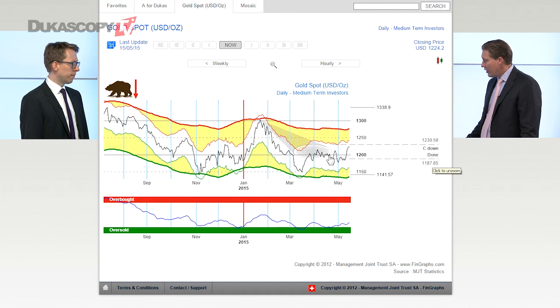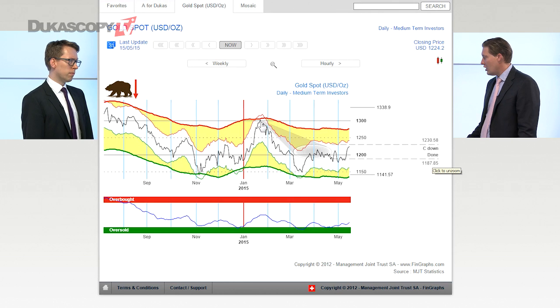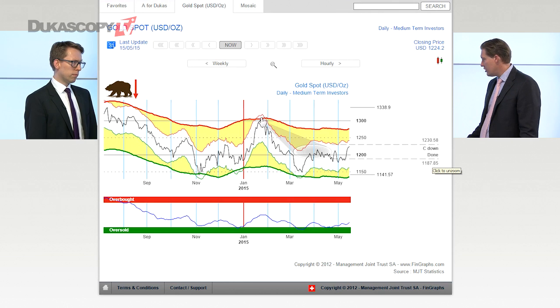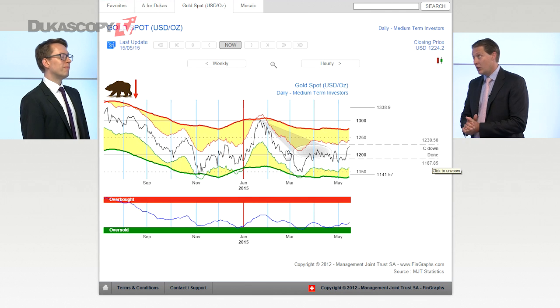Now, the 1225 was an important level because it is actually the 50% retracement of the retest down we had between January and March. So if you take 1300 minus 1150, that's 150 points, divided by 2, that's 75, 75 plus 150 is 225, and that's what a lot of people were having a look at.